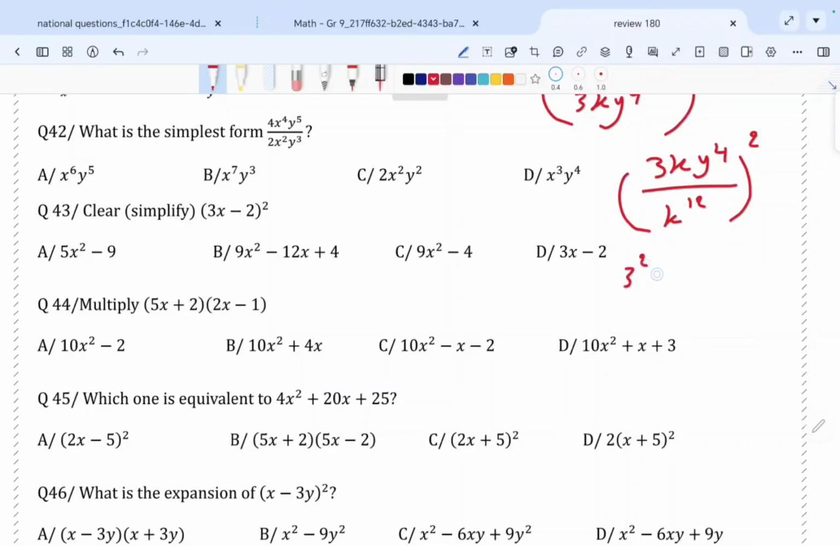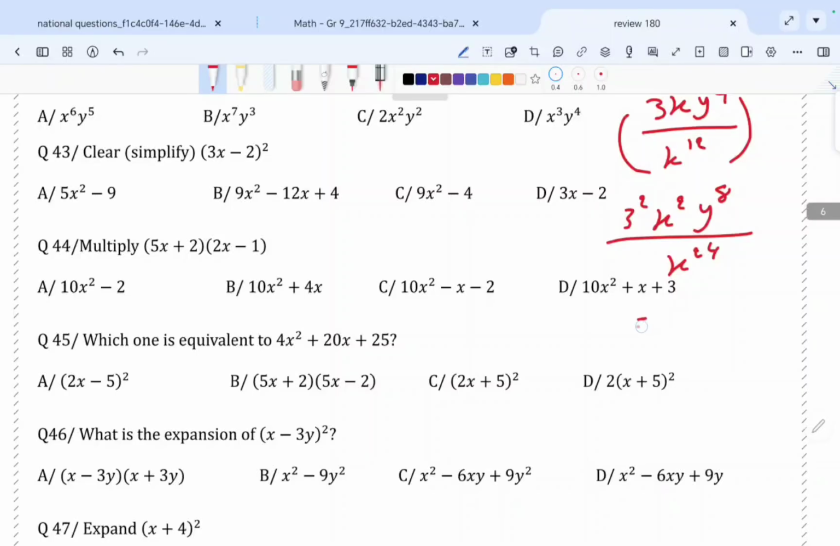It will be 3 power 2 x power 2 y power 8, because 4 times 2 equals 8, out of x power 12 times 2, 24. 3 power 2 is 9. X power 2 out of x power 24, we have the same base, so we're gonna subtract the powers. It will be x power 2 minus 24, which equals x power negative 22. That's why we're gonna write the answer of x power negative 22 in the denominator.